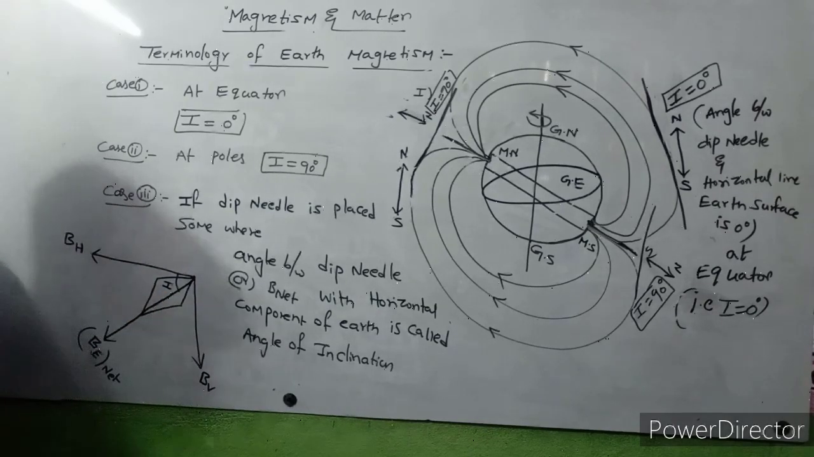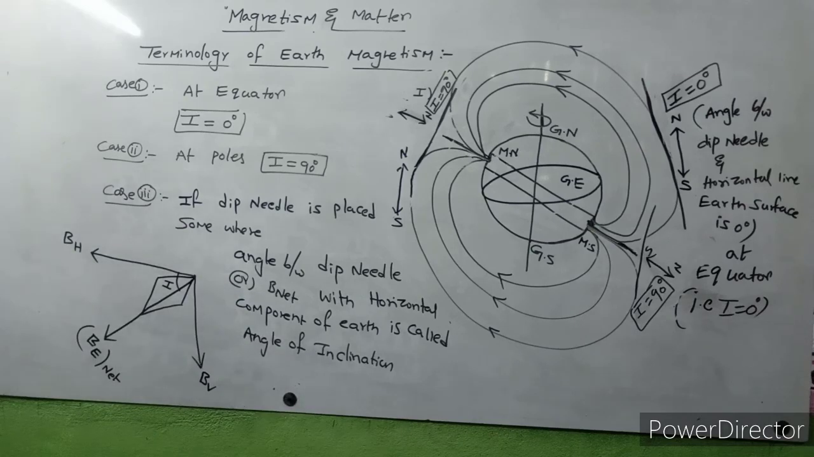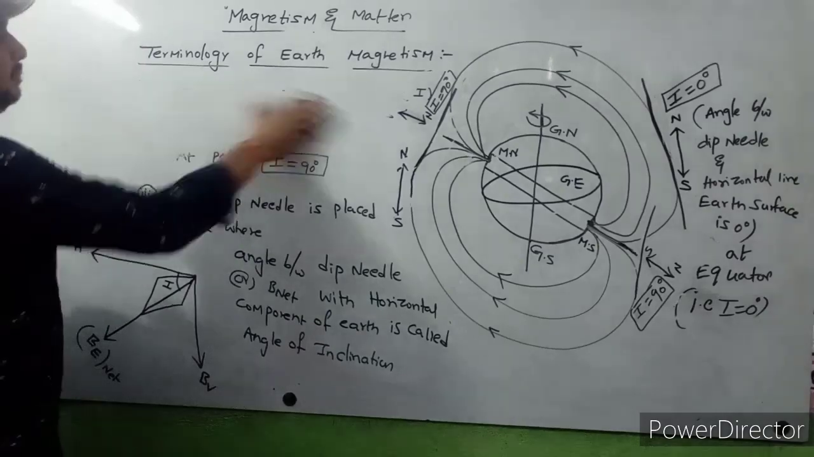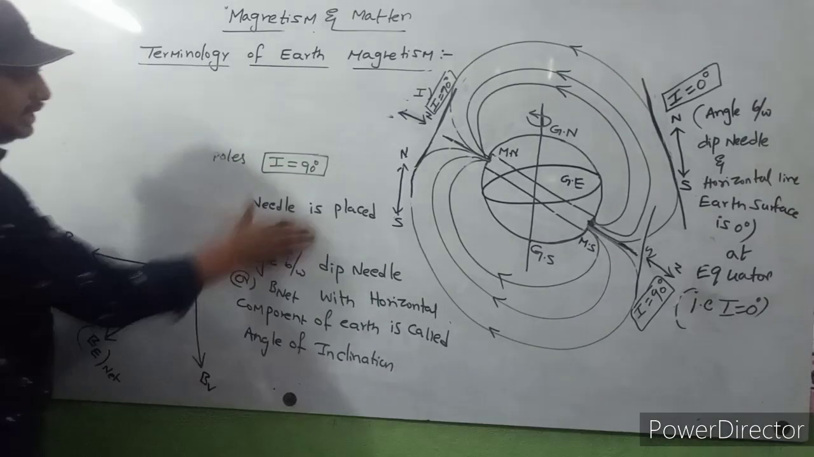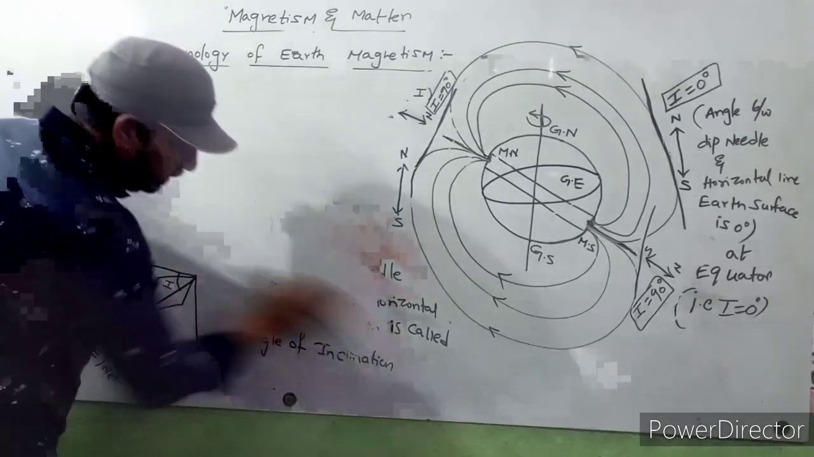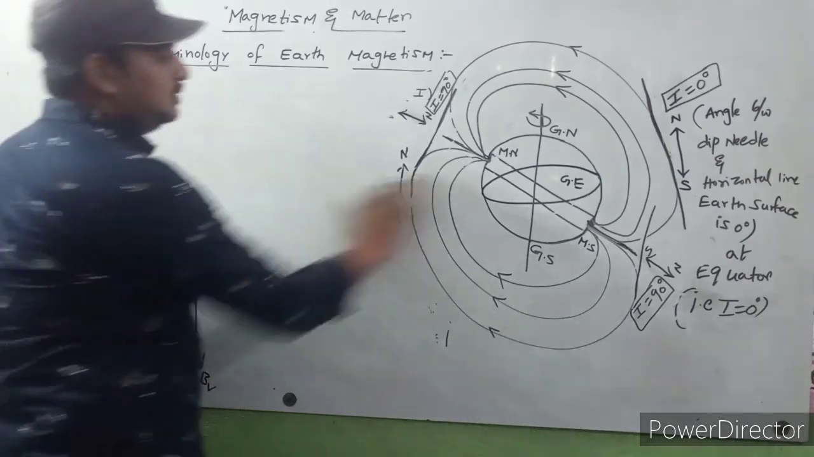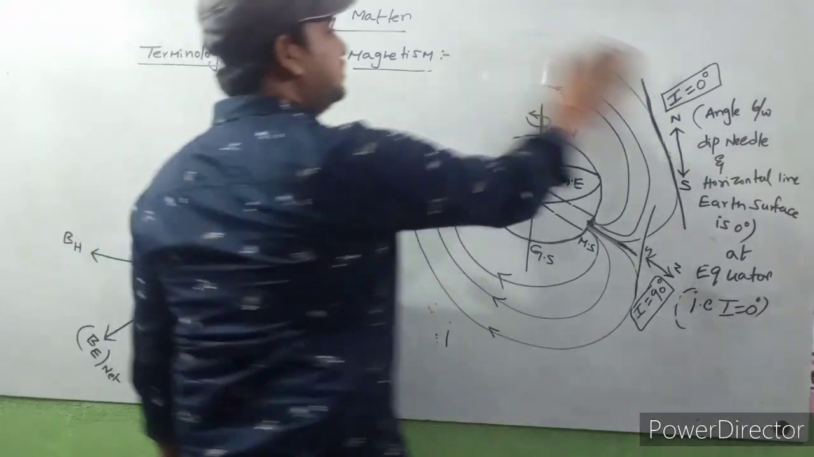So now you already know BH is the horizontal component. Then what is the value of BH here? The value of BH is, so I will rough this.